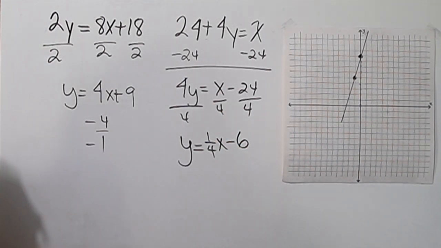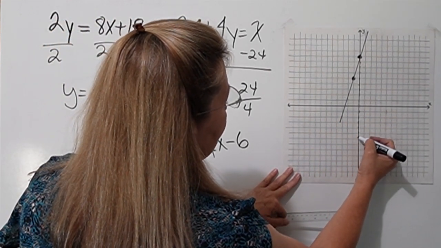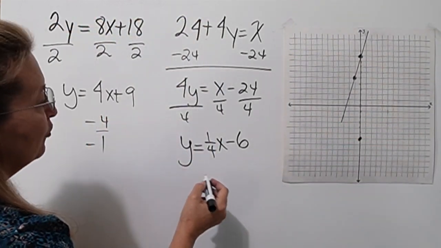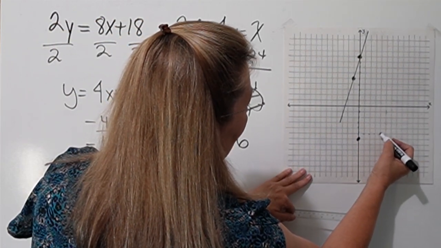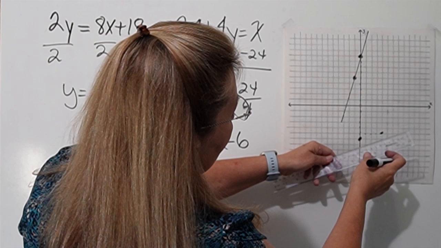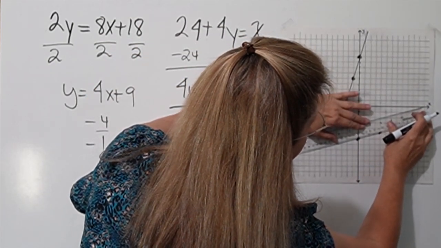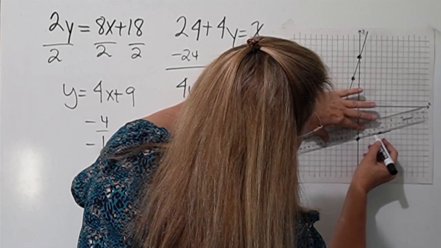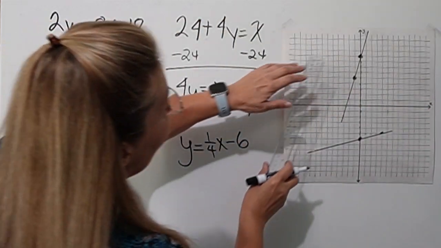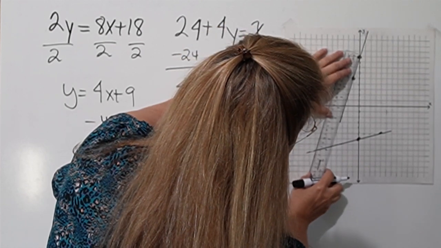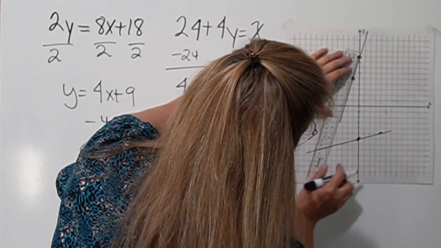All right, let's go to the y-intercept at negative 6. 1, 2, 3, 4, 5, 6. And then our rise over run of 1 over 4. So up 1, and over 1, 2, 3, 4. Okay, now what's going to happen here is when I draw this line, you're thinking, oh, those lines don't intersect. But actually, you can always continue a line out from its 2 points.